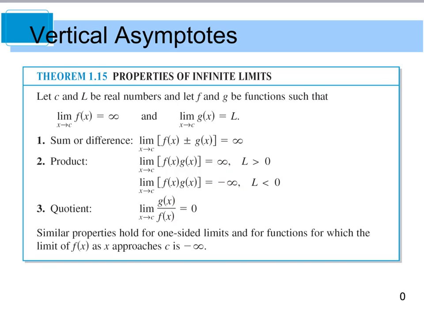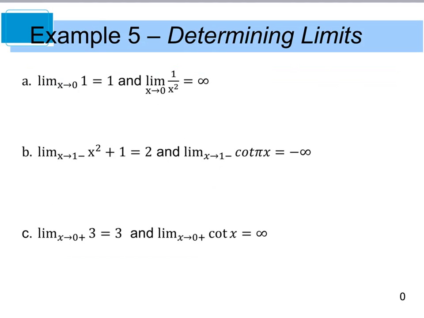Think about 1 divided by 1,000,000. That's going to give you a really small number. So if I take 1 divided by infinity, which is an even bigger number, that's going to be approaching 0 as well. So example 5 says that we're going to determine the limits.